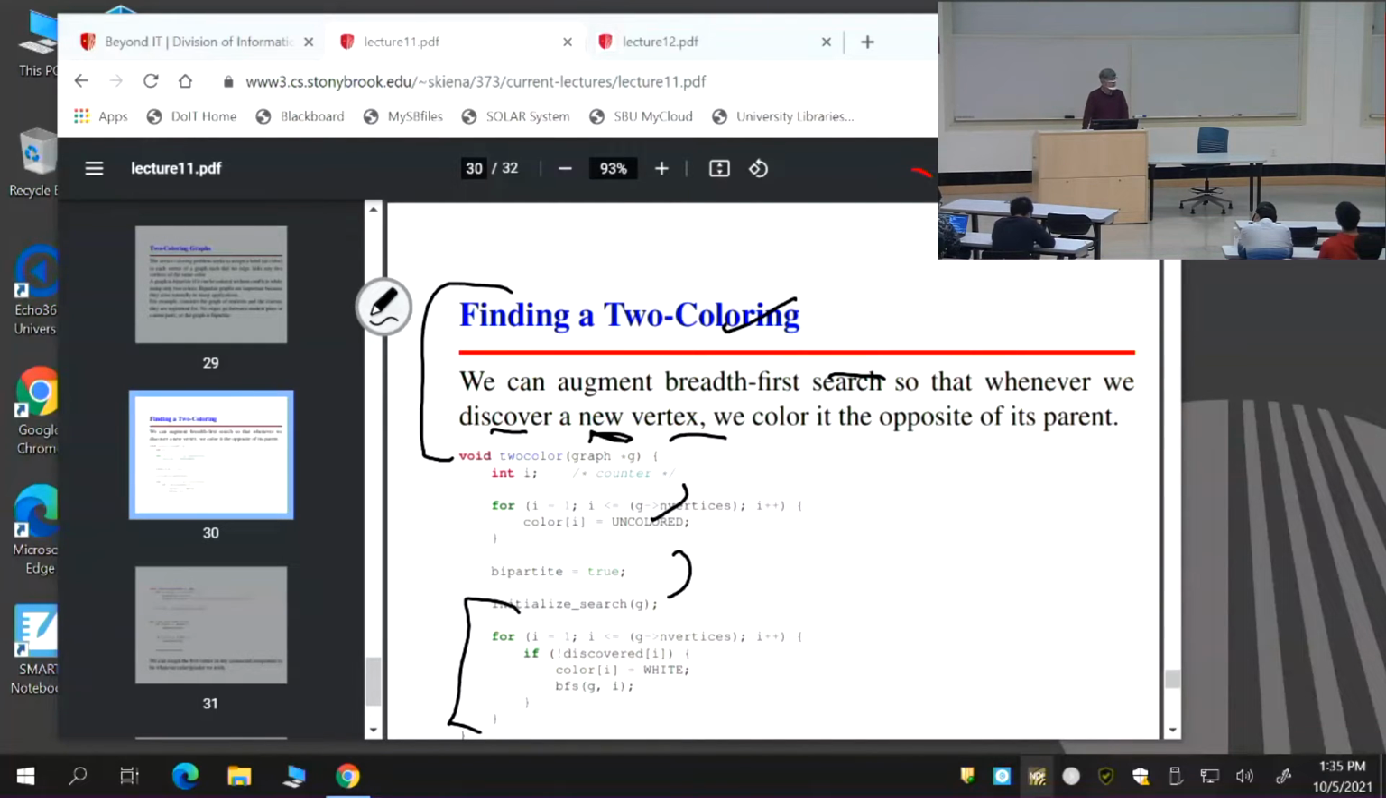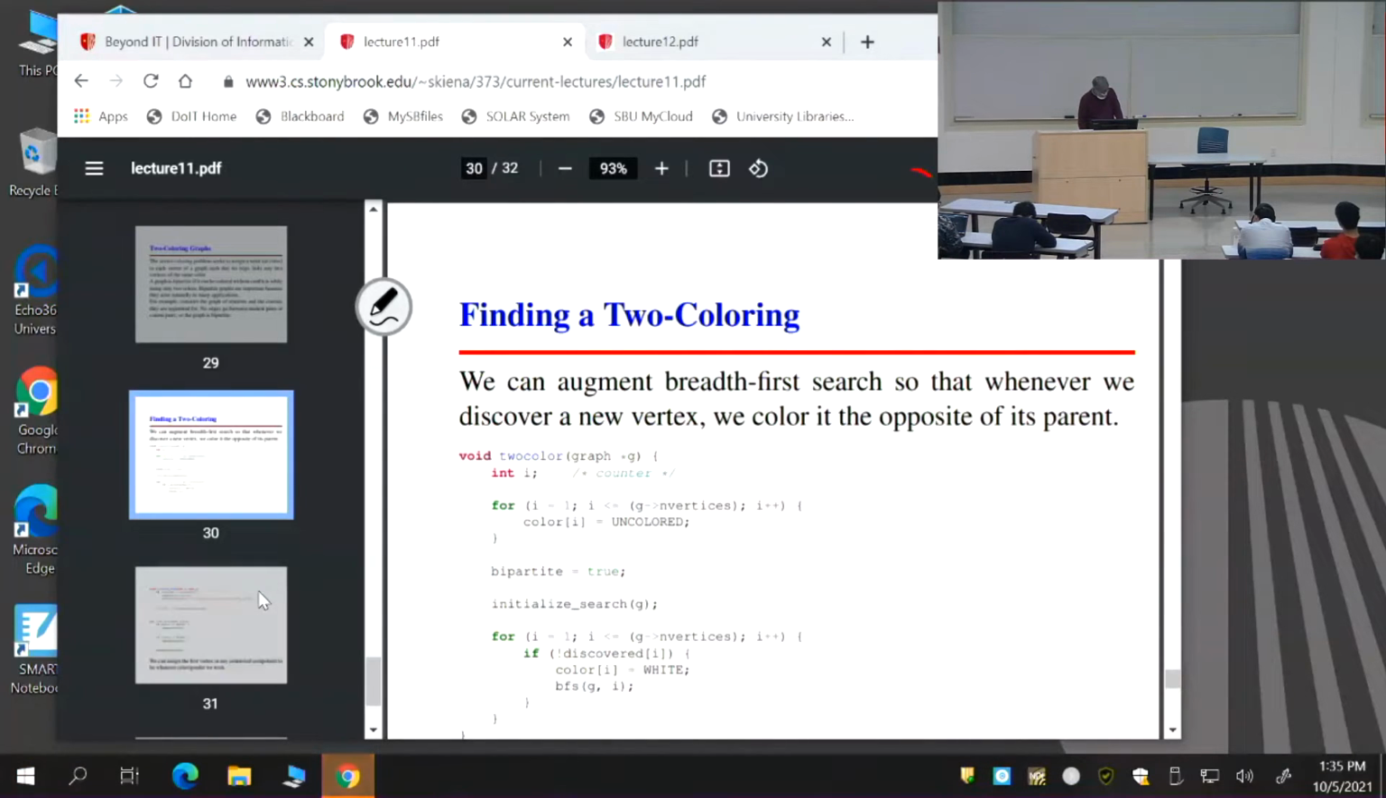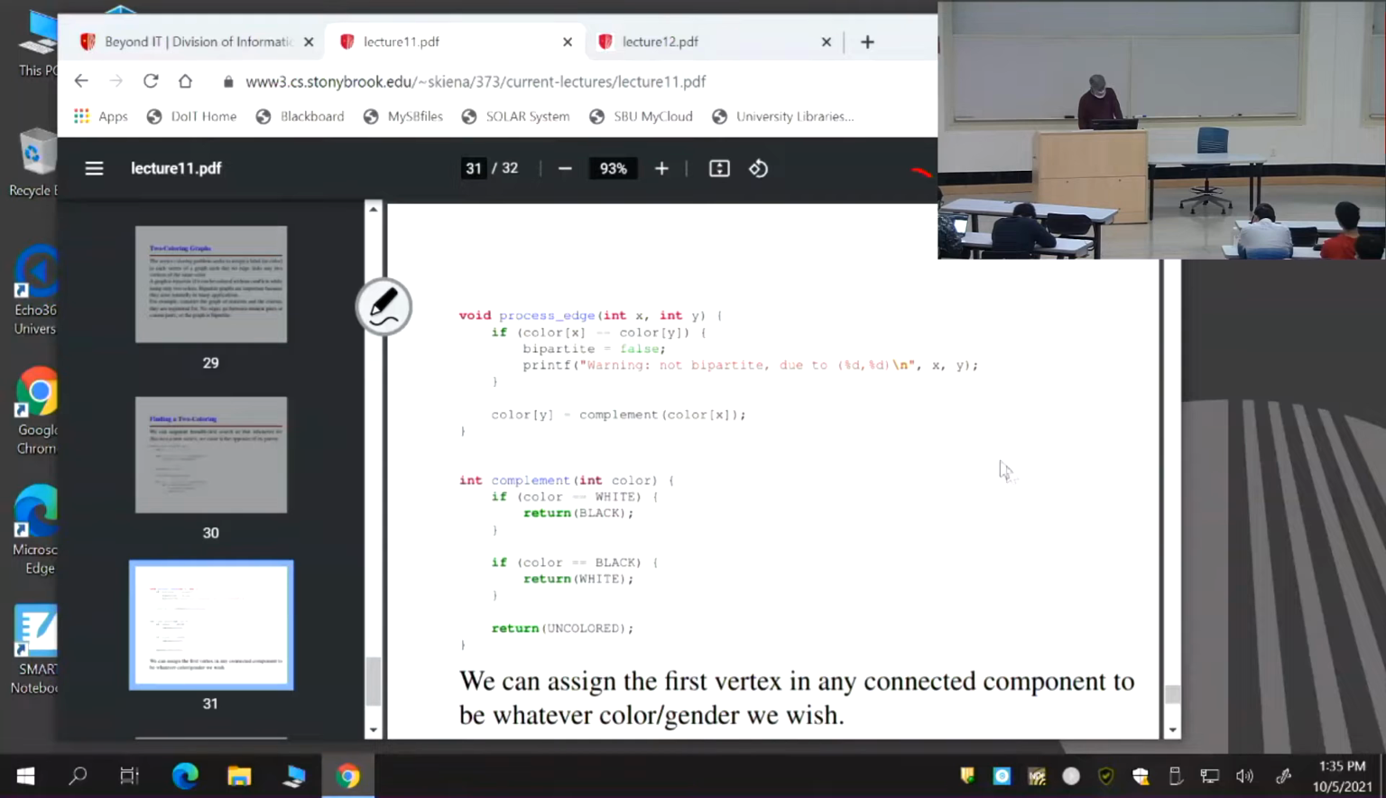About how this thing does two-coloring? What you should see is this algorithm is not that complicated. Basically, every time it visits an edge the first time, it does something, and the breadth-first search enables us to systematically do that in a way that makes sense. Any questions?